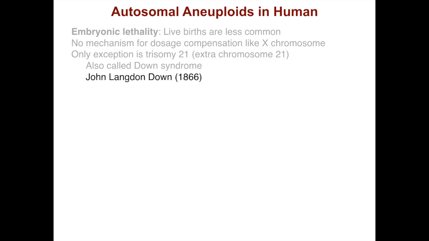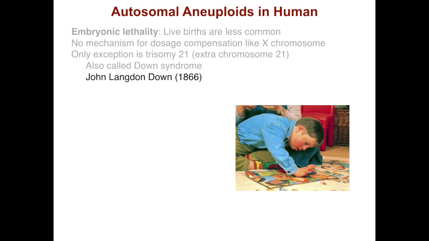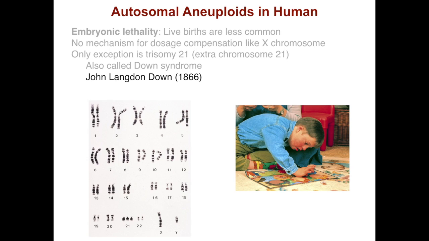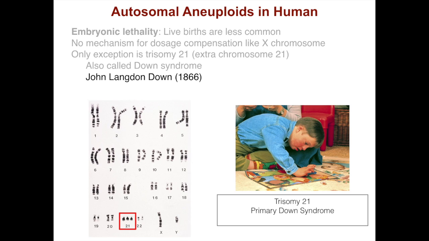This is also called Down syndrome, which was identified by John Langdon Down in 1866. John Langdon Down recognized that these people shared both certain physical characteristics and intellectual disabilities. It was later linked to the fact that there was a duplication in chromosome 21 in these individuals. And that's why it is also called trisomy 21, which is primary Down syndrome. And this was recognized in 1959 by Jerome Lejeune and Patricia Jacobs.